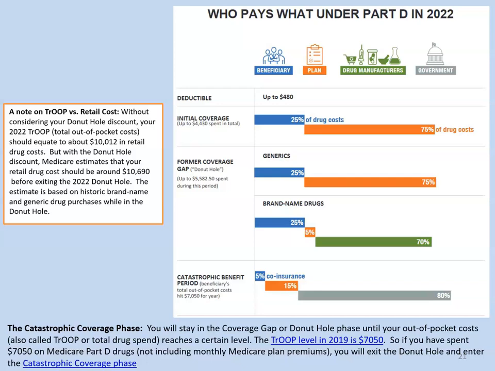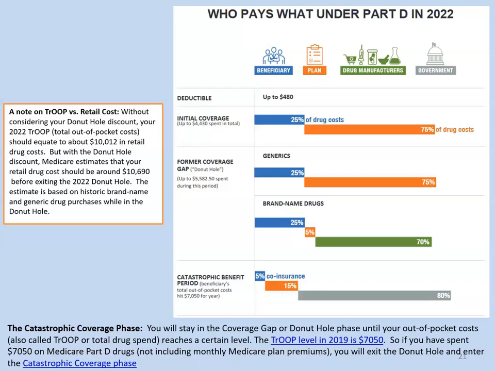In this phase, there's differentiation between generic drugs and brand name drugs. You will continue to pay 25% of the costs, and the plan pays 75% on the generic drugs. On the brand name drugs, there's a little bit of difference there. You will pay 25%, the plan will pay 5%, and then the drug manufacturer covers the other 70% of the cost during this coverage gap phase.